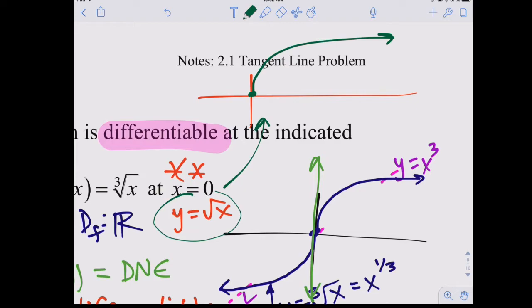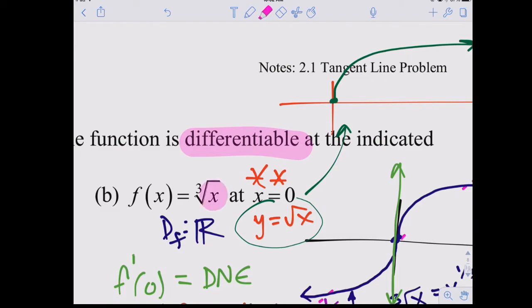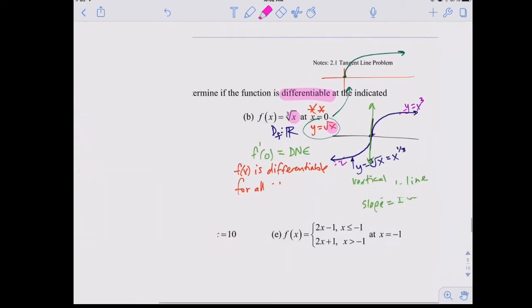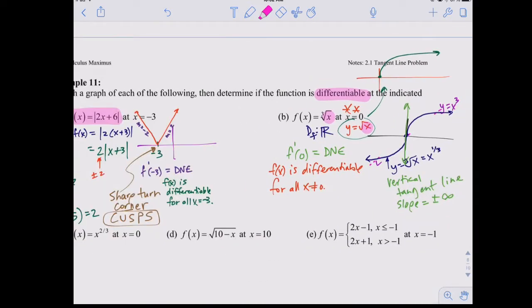So all those radical functions, you got to be careful. On all those radical functions, the value of x that makes a 0 under the radical could be some kind of cusp or a vertical tangent line where the derivative doesn't exist.